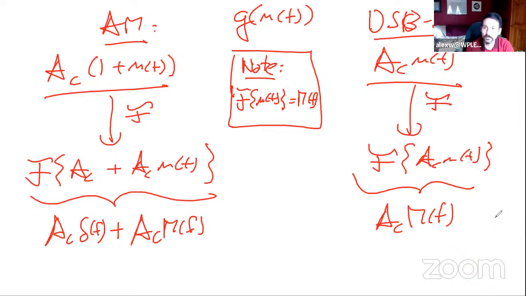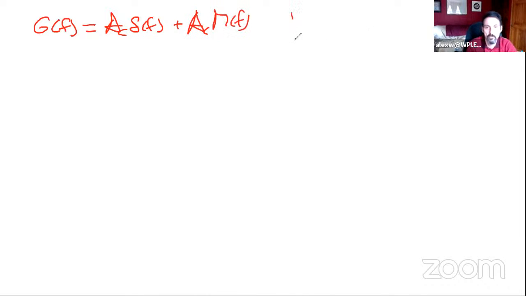Now this is super important. We have these representations. Continuing right along, we have G(f), and G(f) is equal to AC delta(f) plus AC M(f). Remember, this is AM. This is DSB-SC.